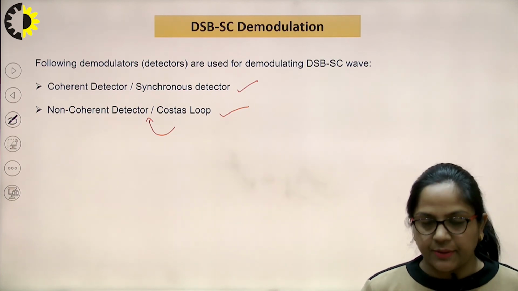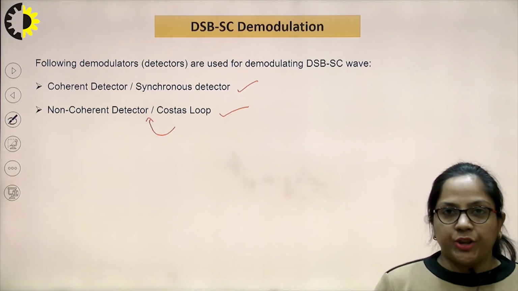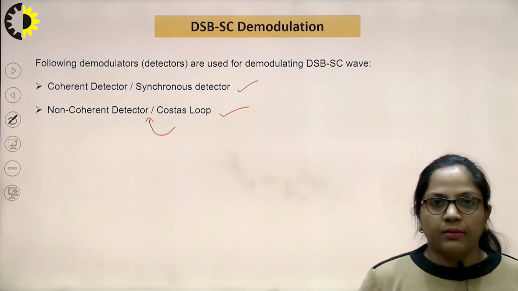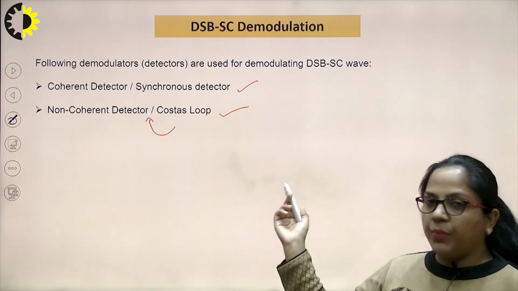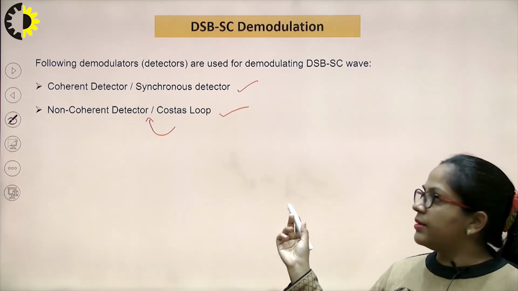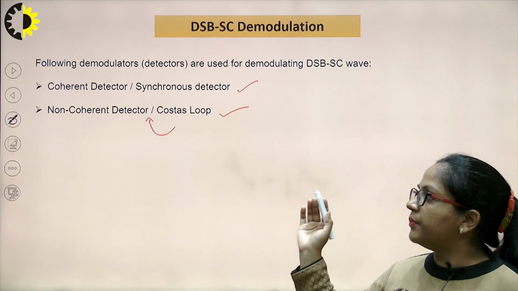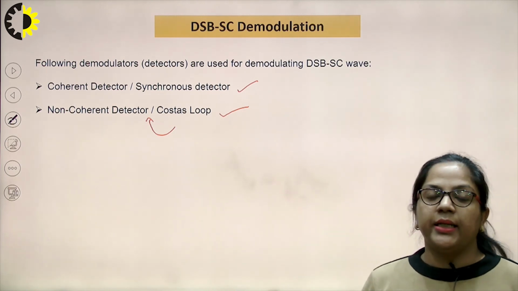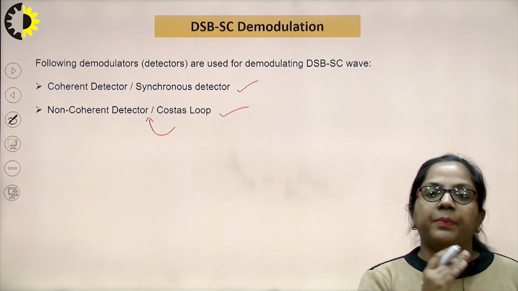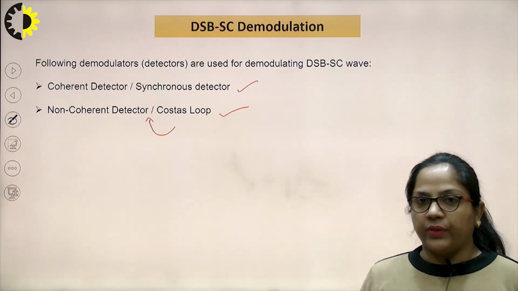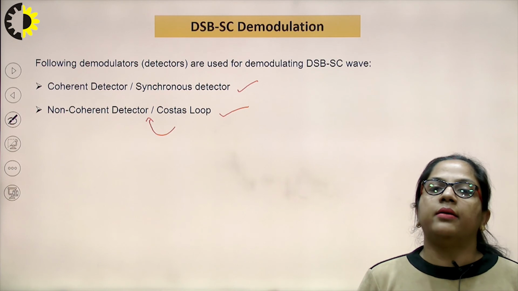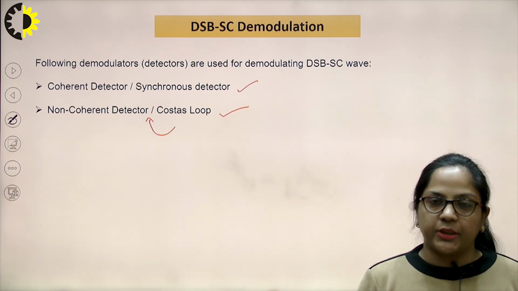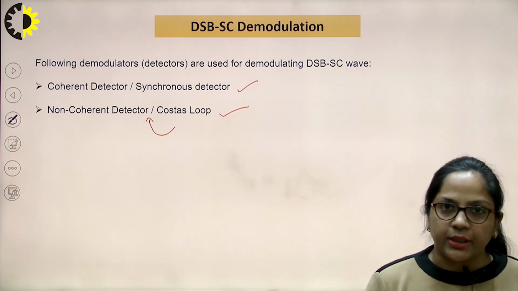So in DSB-SC, what we have done, we have suppressed the carrier and do not need to transmit it with the sidebands. Then we have seen the generation of DSB-SC signal with the help of a mixer, that simply provides us the DSB-SC signal by multiplying the message signal with the carrier signal. This mixing we can perform with the help of a product modulator or a balanced modulator.